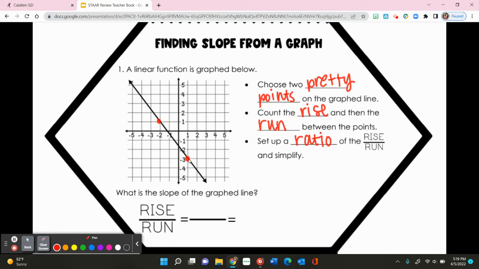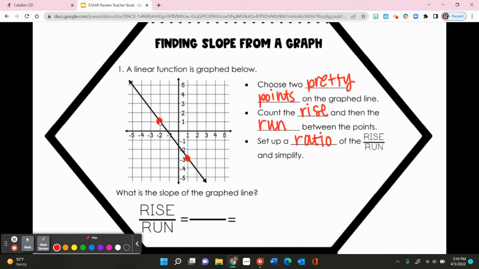Now that we have identified our 2 pretty points, now you need to determine your starting position. You can either start off at the point furthest to the left or furthest to the right. It is completely up to you. I'm going to go ahead and start at this point. So this is where I'm starting, and I'm trying to make my way to this point.